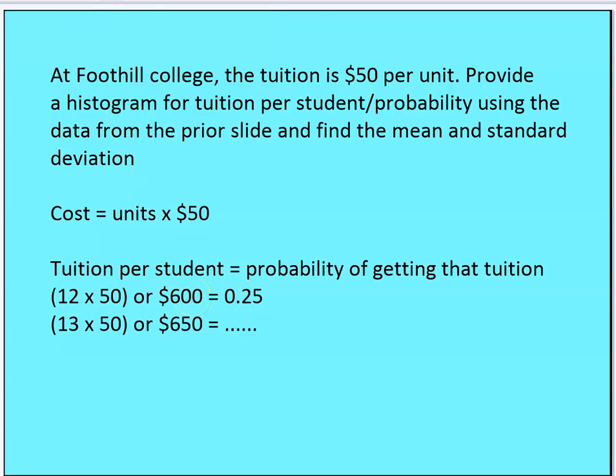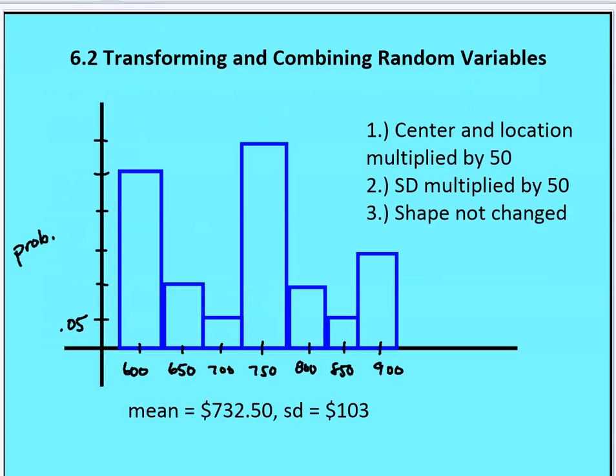Right, so we're multiplying the number of units by a constant value, $50. And you can see that the center and location are multiplied by 50. The standard deviation is multiplied by 50, but the shape is unchanged. So I've basically taken the same histogram with the same probability values, and instead of the number of units, I now have the total cost. Since I'm multiplying everything by 50, these increments are now 50 instead of 1, which means the mean is going to change and the standard deviation is going to change, but the shape does not change.